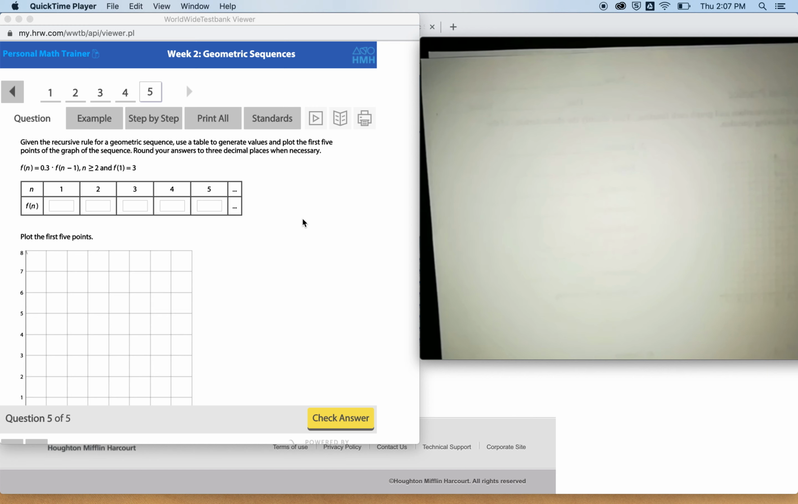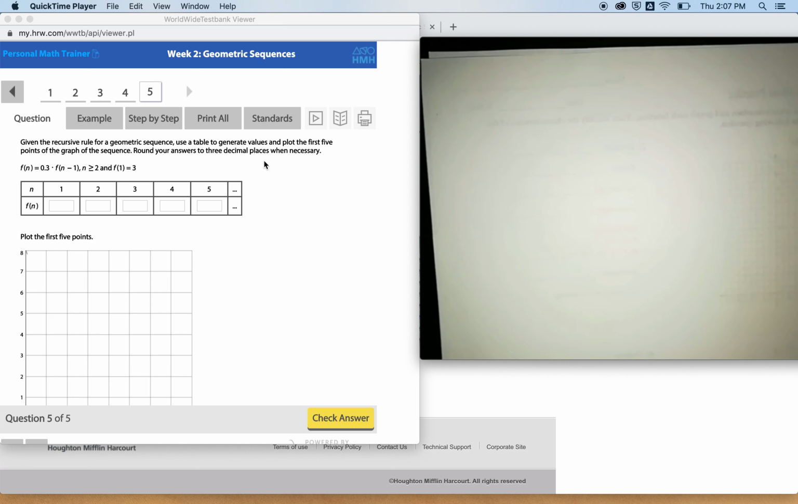All right. So I did get one question this week about the last problem on the second assignment, which was the geometric sequences assignment on the my.hrw.com website. So yeah, let's take a look here. Given the recursive rule for a geometric sequence, use a table to generate the values and plot the first 5 points of the graph of the sequence. Round your answers to 3 decimal places when necessary.